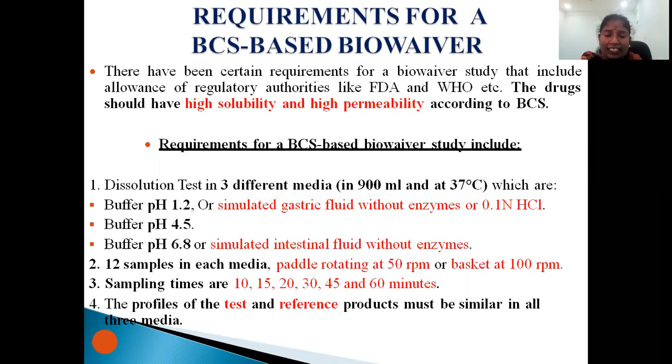And the maximum is using the paddle rotating. How many rpms? Rpm means rounds per minute. For the paddle, 50 rpm. If it is the basket type, 100 rpm. Why do we use rpm? Inside the body we have peristaltic movement. With the peristaltic movement the drug disintegrates, dissolves, and solubility increases. So the same, in the in vitro dissolution test, we maintain those peristaltic movements by maintaining 50 rpm.